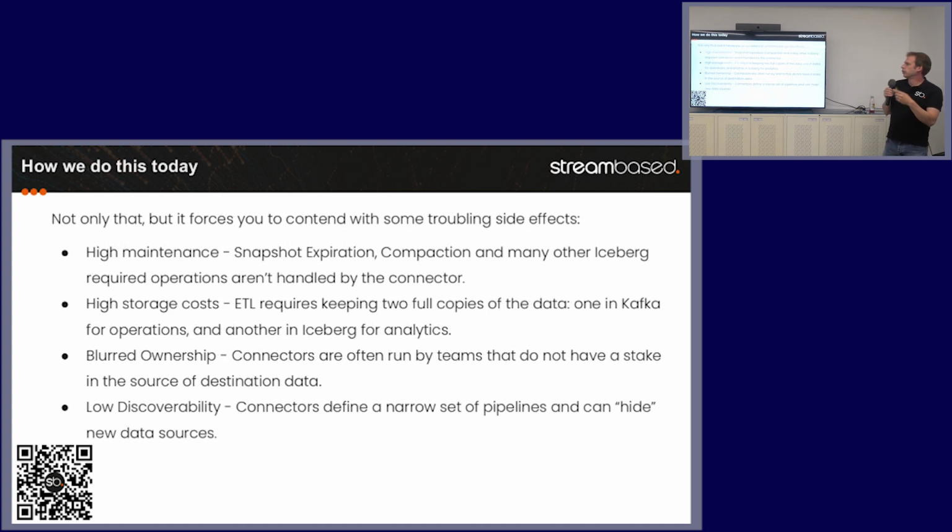And there's some non-funcs as well. You have a lot of maintenance, a lot of storage. A blurred ownership. This is also a really good one. Connectors and ETL pipelines are developed by people that have no stake in the data they're moving. And you've got low discoverability. That's because in order to create an ETL pipeline, someone's got to go, I need that data, and they've first got to find out that that data exists somewhere to do it.